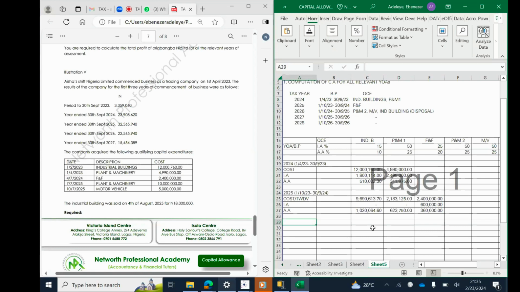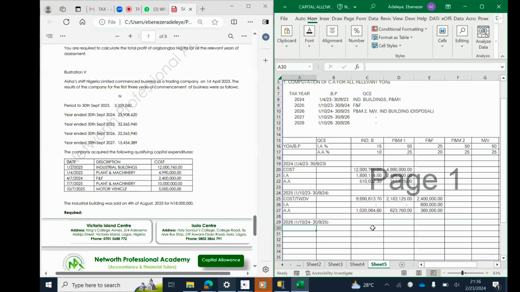All right, so we're going to 2026 now. In 2026, we have to be very careful because we have a disposal. We have to take a particular asset out of the books. So what's our basis period? Our basis period is 1 October 2024 to 30 September 2025.